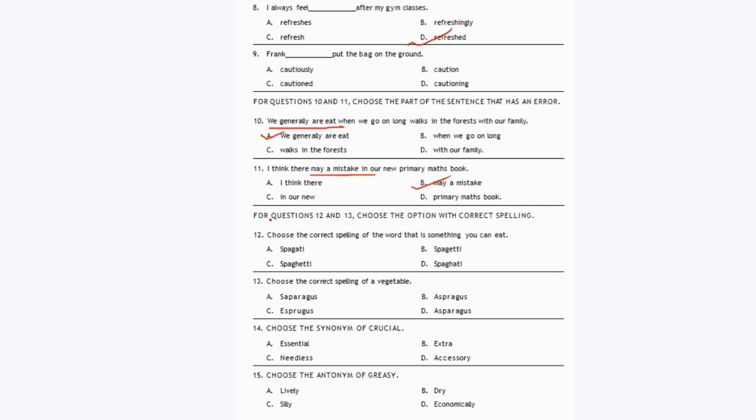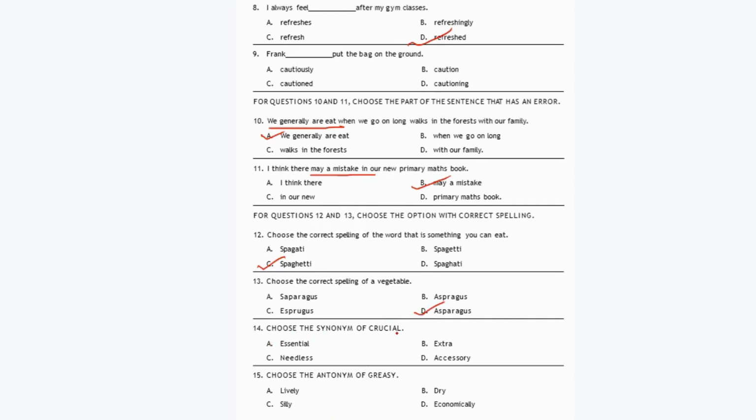Now for questions 12 and 13, choose the option with correct spelling. Choose the correct spelling of the word that is something you can eat. So it is spaghetti, a kind of Italian food. Option C. Choose the correct spelling of a vegetable. So here it is asparagus. It's a kind of vegetable. So option D is your correct answer.